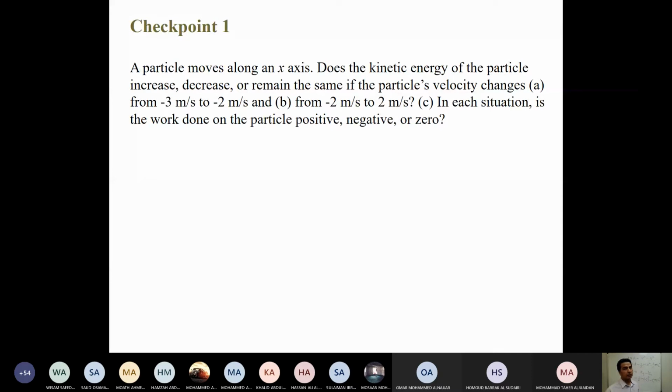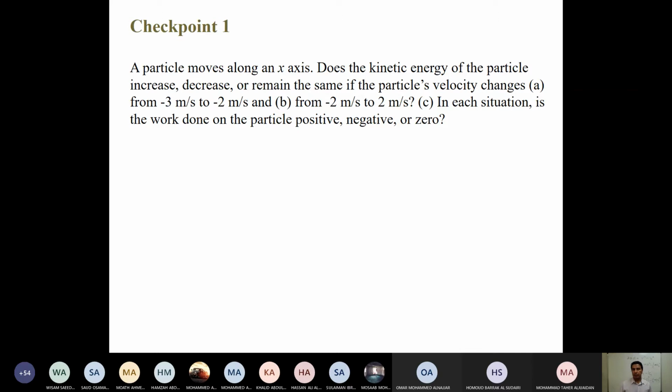How about from -2 to 2? The same. It remains the same. Again, the plus minus sign does not matter because it is under the square term. So therefore, -2 and +2 are both the same thing.